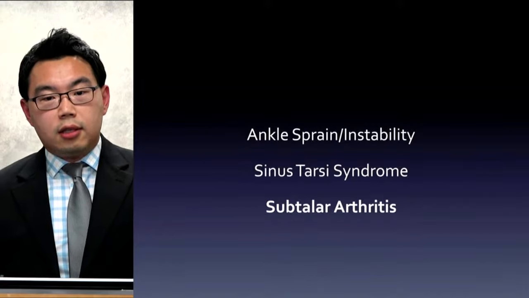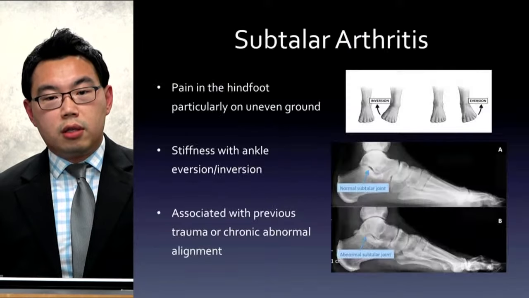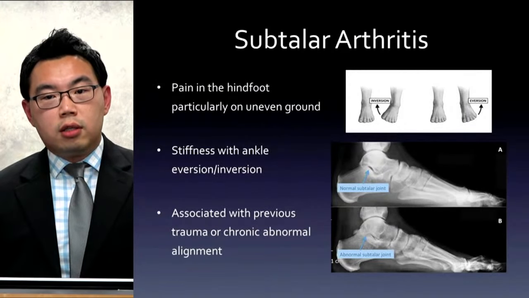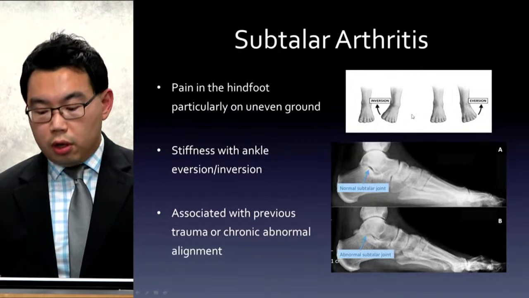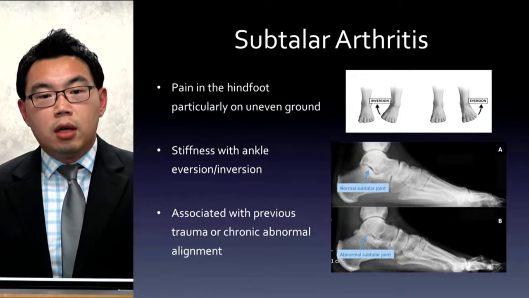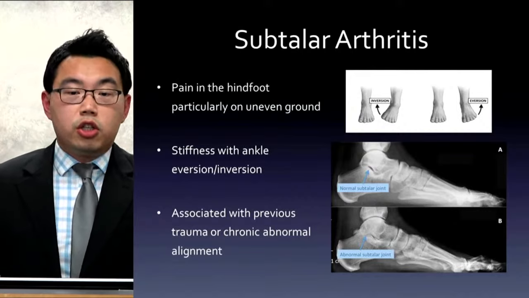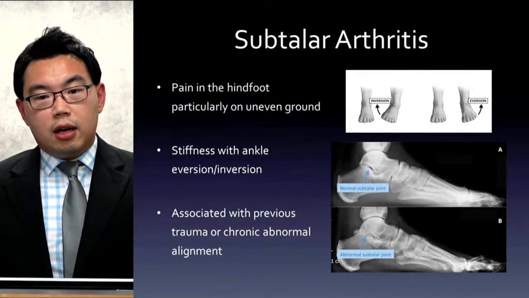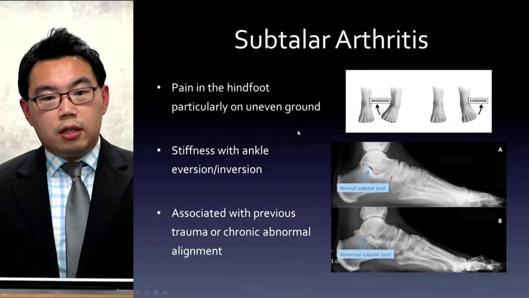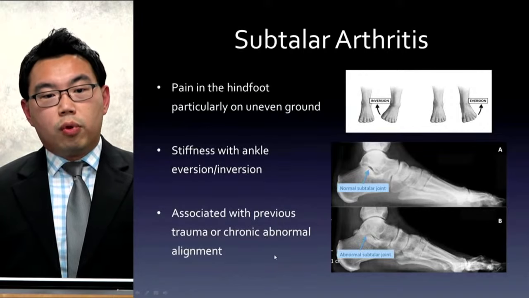And then lastly, a common reason for having pain on the outside of the ankle is what we call subtalar arthritis. If you remember, the subtalar joint is a joint that allows us to swivel our ankles side to side. So these are particularly important when you're trying to walk on uneven ground. If someone tells me that they have a lot of pain when they hike, or walk on the beach, or on pebble stones, but they don't have any pain when walking on flat ground, I think about subtalar joint pathology, and this is usually associated with previous trauma or chronic abnormal alignment, like we discussed before.